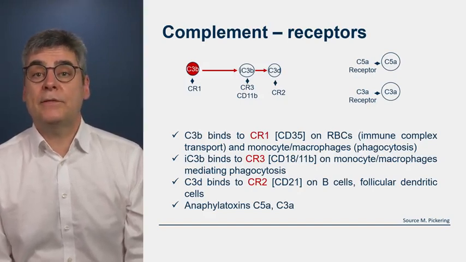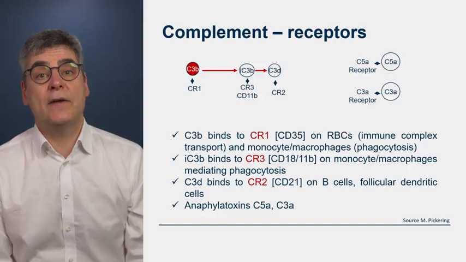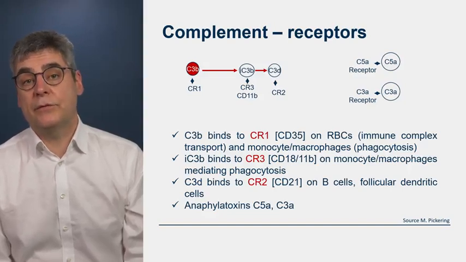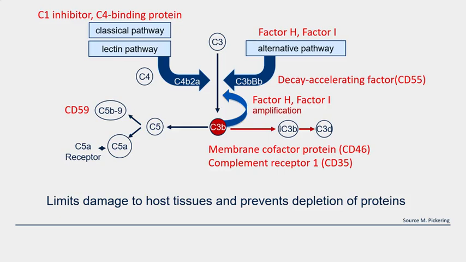Note also that the anaphylatoxins C3a and C5a mediate their functions through receptor binding. Regulation of complement is tightly controlled by a complex group of proteins that act at different steps in the pathways. The key regulators are indicated in red on the schematic, and can act in plasma or on cell surfaces or both. Complement regulation is critical to limit damage to host tissues and to prevent depletion of proteins.